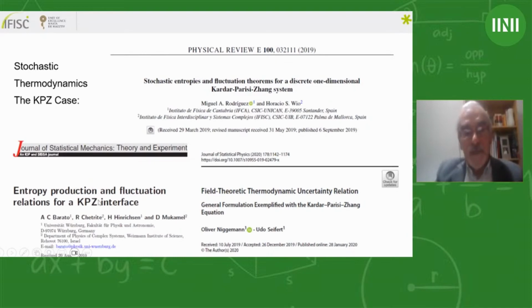One of the first papers was this one, by Barat and collaborators, in which they analyzed, I think it was a solid-on-solid model that is within the KPZ universality class. In this work, they numerically analyzed the fulfillment of fluctuation theorems, etc. And in this other paper, Nyawo and Seifert, using some field theoretical techniques, show a thermodynamic uncertainty relation related with the entropy production.